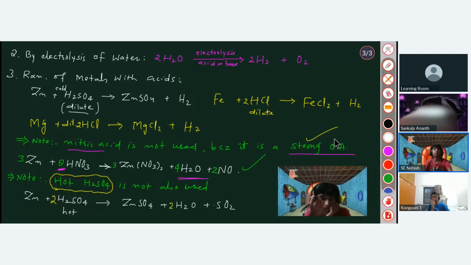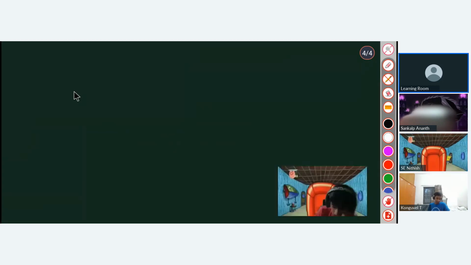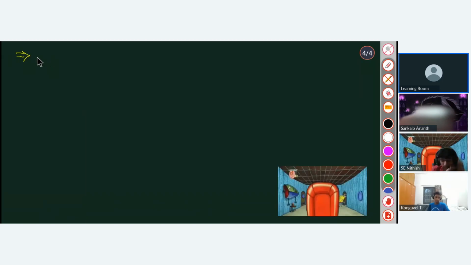Let me move to the next page. Let's see the very important preparation. But before discussing the laboratory method of preparation, let me tell the preparation from the bases. Reaction of metal with base. You can just number it. Let me write it as 4. Reaction of metals with bases.